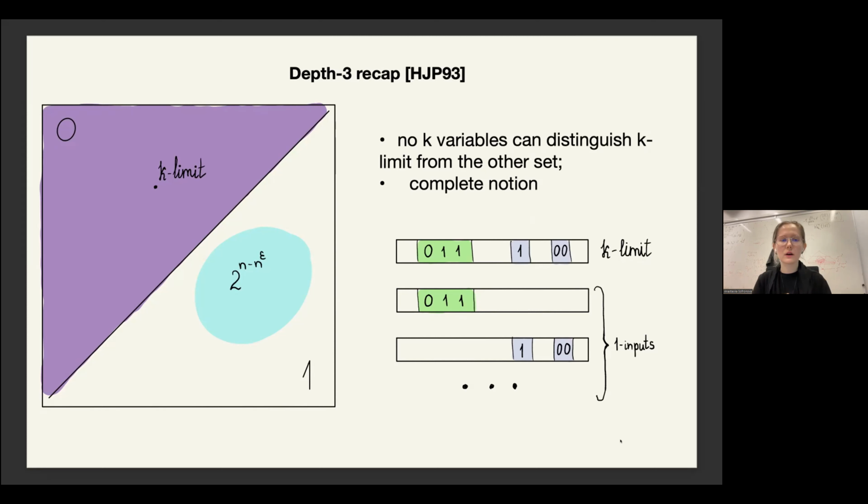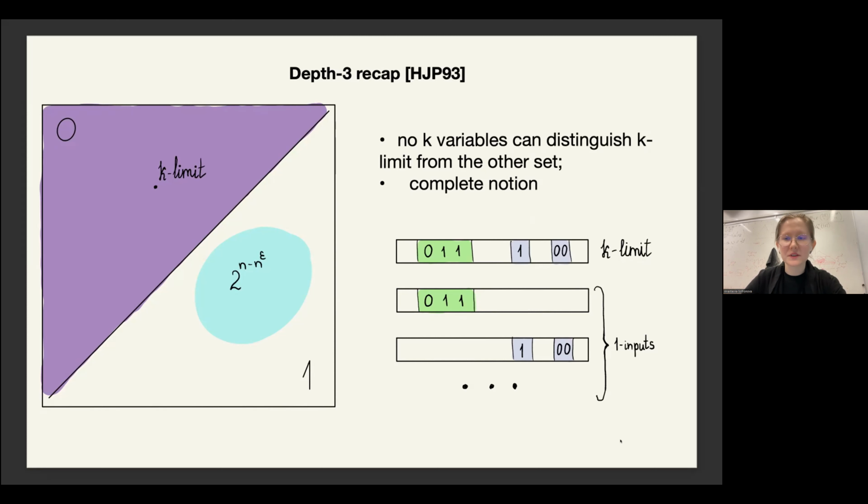Anyway, the idea of a k limit is that a k-CNF cannot distinguish this point from this light blue set. And what's funny is that it is also a complete notion in the sense that if none of the points on the purple side, where zeros are, is a k limit, then for each point there is some clause that distinguishes it from the chunk of ones that we have. So we can just build our CNF from these clauses.